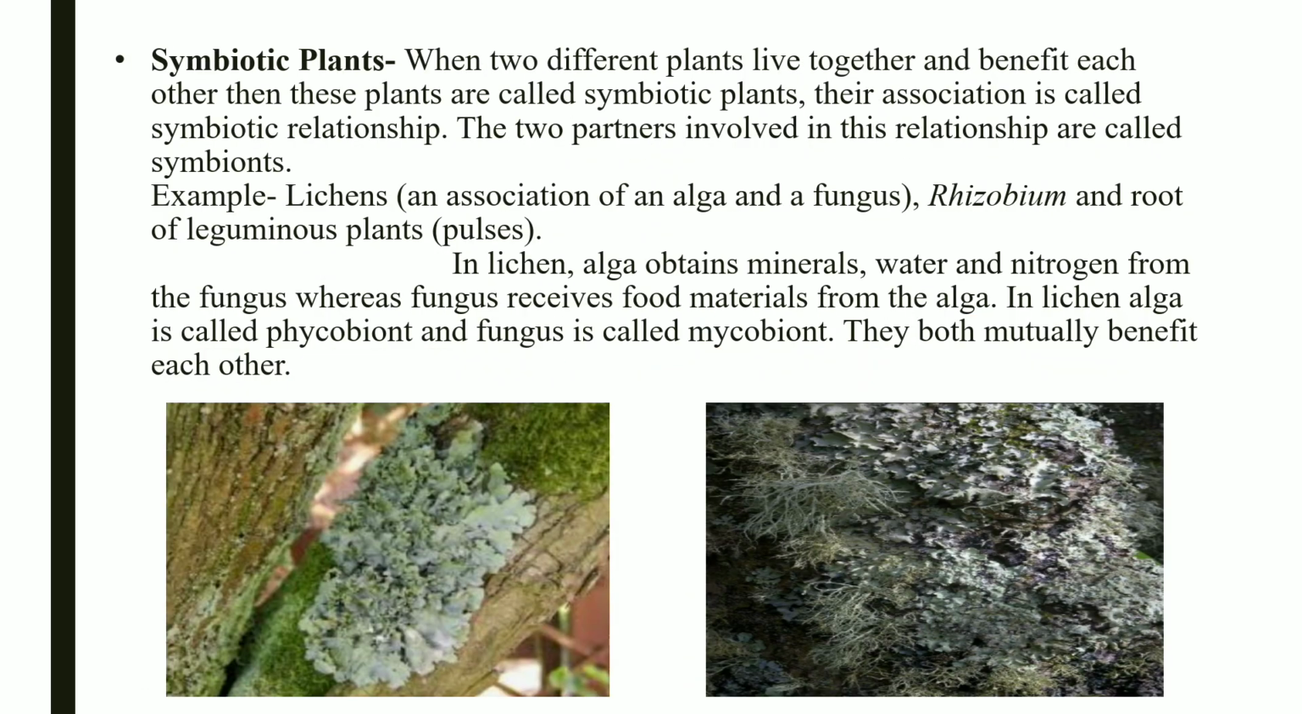Now, the next type of heterotrophic plant is the symbiotic plant. When two different types of plants live in close association, meaning they live together and benefit each other, these plants are called symbiotic plants, and their relationship is called symbiotic association or symbiotic relationship. The relationship between these two organisms when they are mutually benefited is called symbiosis, and the two partners involved in the symbiotic relationship are called symbionts.